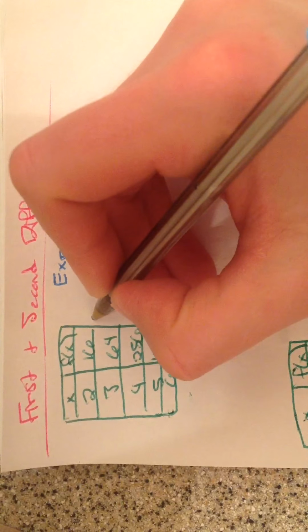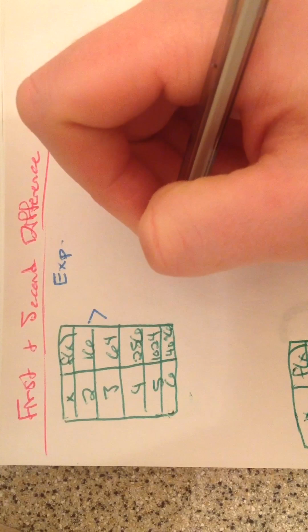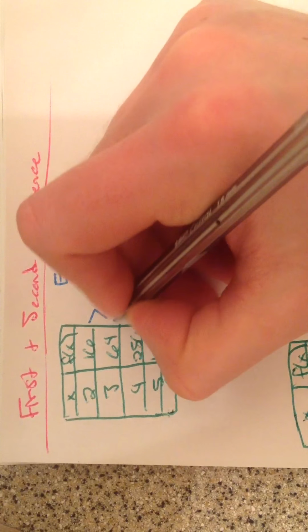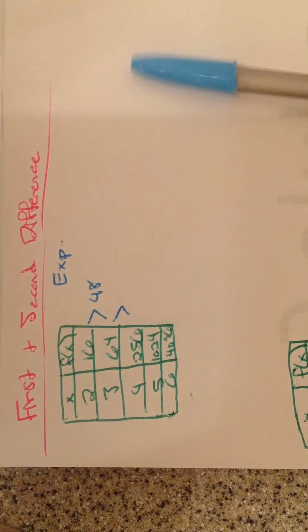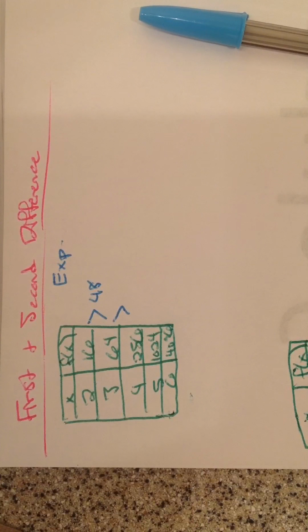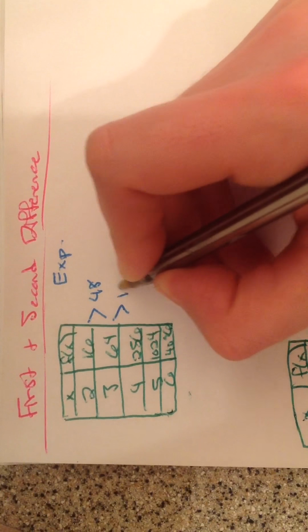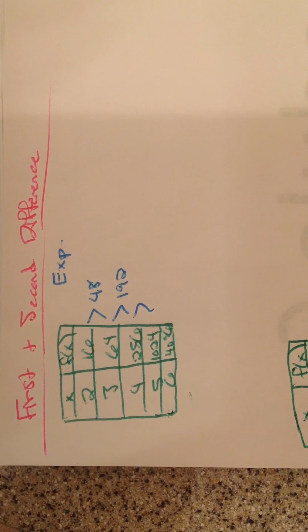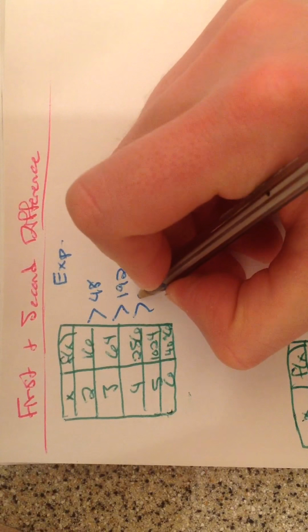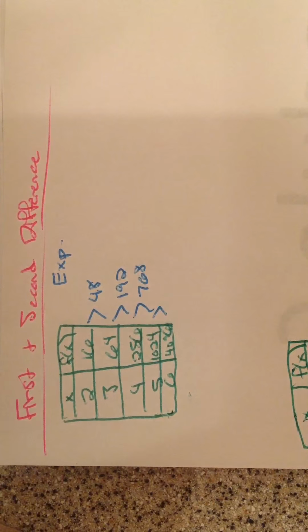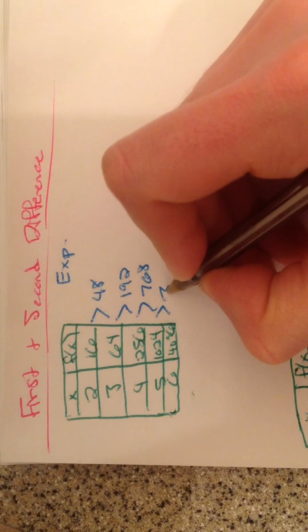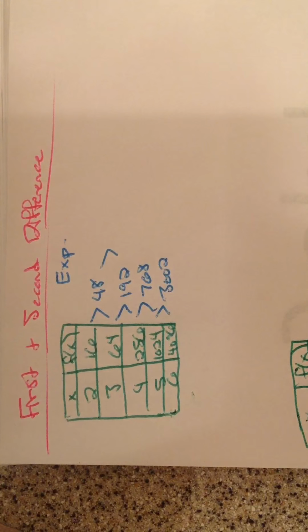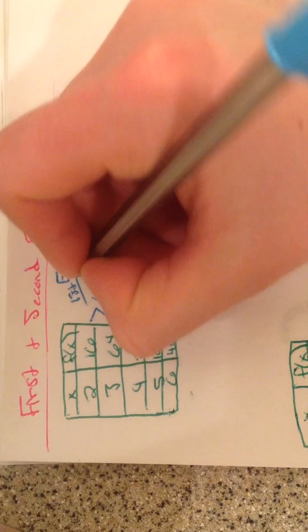So if we notice, to go from here to here, we would be adding on 48. To go from 256 to 64, we're adding on 192. To go from 1024 to 256, we're adding on 768. And to go from 4026 to 1024, we're adding on 3002. Well, that's the first difference. This is the first difference.